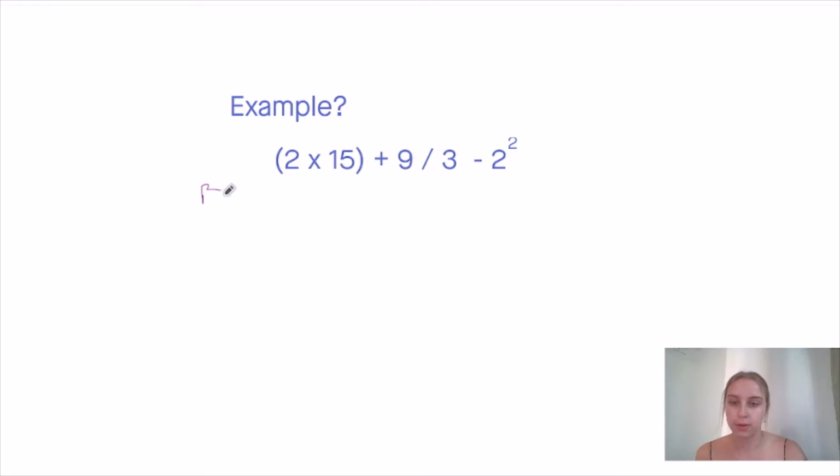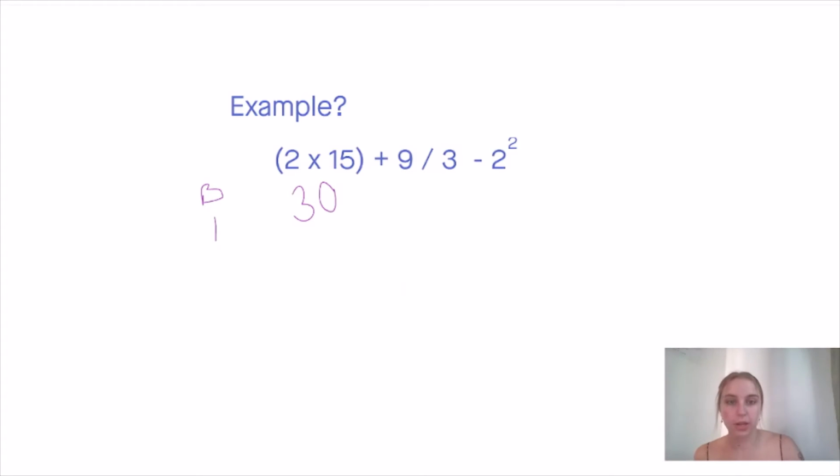First, we have B. So anything in the brackets comes first. In this case, we have 2 times 15 in the brackets. So we know that will be 30. And we do that first before we worry about any of the other operations. Now we can have a look through and see that there are no other brackets, so we can move on to the next letter.